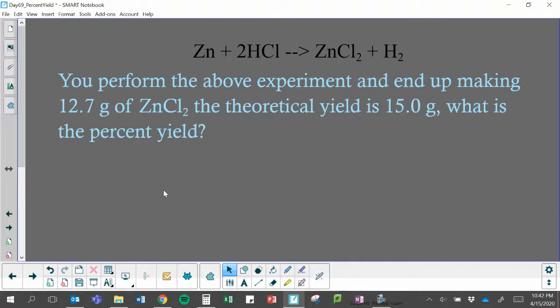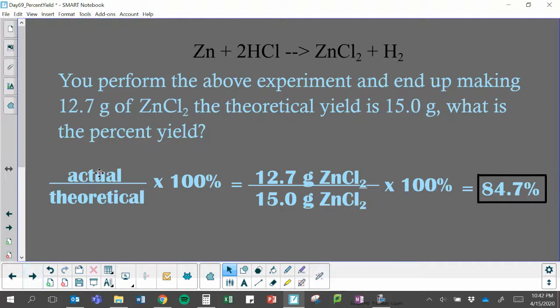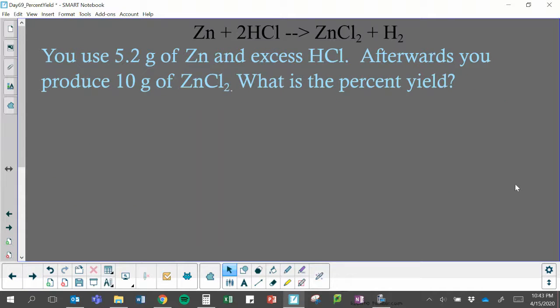So you can try this question. It's already balanced for you, so you can go ahead and try to calculate the percent yield for this one. Okay, so this one you'll have your actual, which is your 12.7 grams divided by 15.0 grams, which is your theoretical times 100, and you should get 3 sig figs, so it should be 84.7%. And here's another question that you can try.